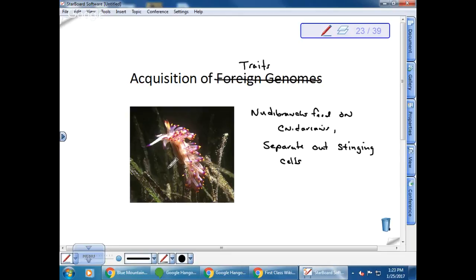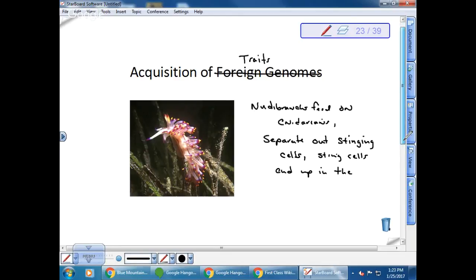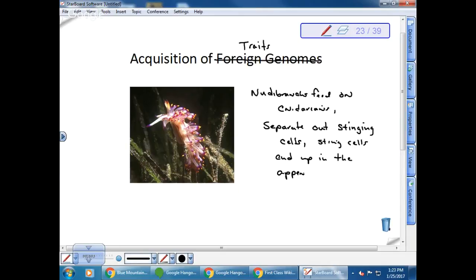And then somehow they get them into their tentacle-like appendages on the surface of their back. So these appendages right here are brightly colored, and they also possess cnidocytes. Okay. So they separate out the stinging cells, and then the stinging cells end up in the appendages on the back of the animal.